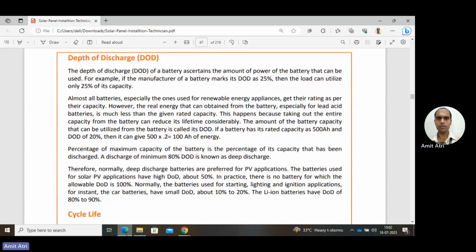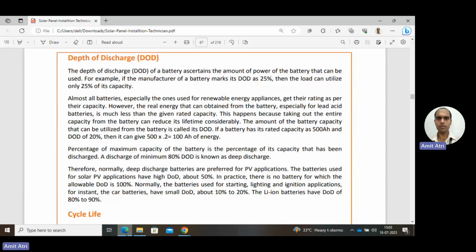Depth of discharge. How much amount of power from the battery can we use? Like, the depth of discharge is marked as 25%, and the capacity, let us say, is 100 ampere hour. How much energy can we use? It is not 100, it is 25% of 100. That is 25 ampere hour will be available for us to use.